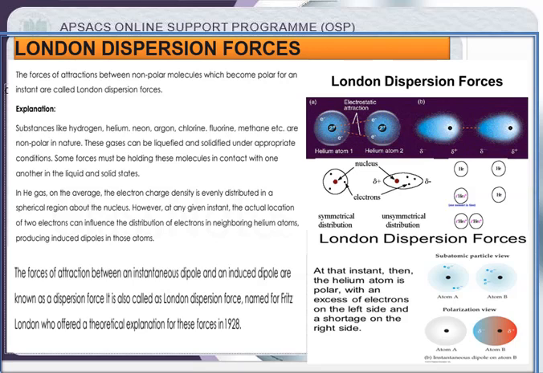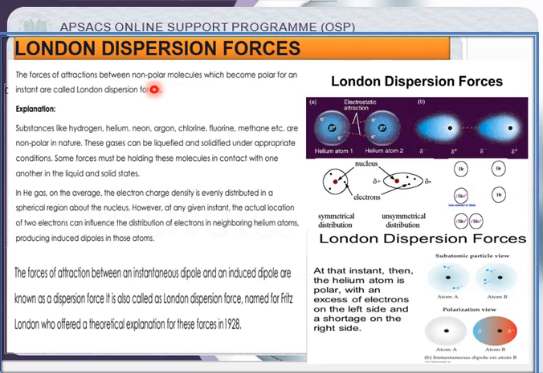The next is London dispersion forces. The force of attraction between non-polar molecules. It is the concept for non-polar molecules. In the previous slides we discussed dipole-dipole forces for polar molecules, and London dispersion forces for non-polar molecules, which become polar for an instant. Here is the London dispersion forces concept. At that instant, the helium atom is polar with an excess of electrons on the left side and a shortage on the right side.